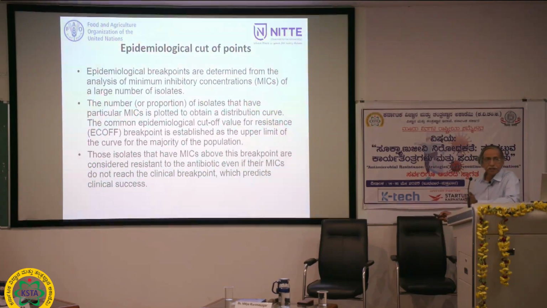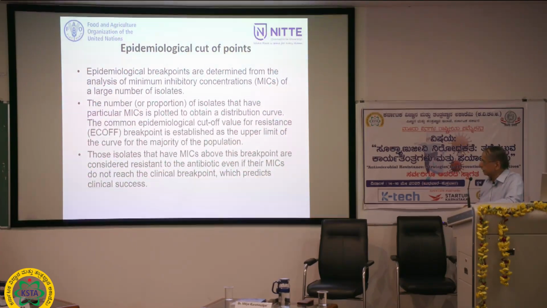So the number of isolates that have a particular MIC is plotted to obtain a distribution curve, and the common epidemiological cutoff value for resistance, or ECOFF breakpoint, is established as the upper limit of the curve for the majority of the population. So among the standard setting bodies, I think EUCAST mostly goes in for these epidemiological cutoff points. And then those isolates that have MIC above this breakpoint are considered resistant to the antibiotic, even if the MICs do not reach the clinical breakpoint.